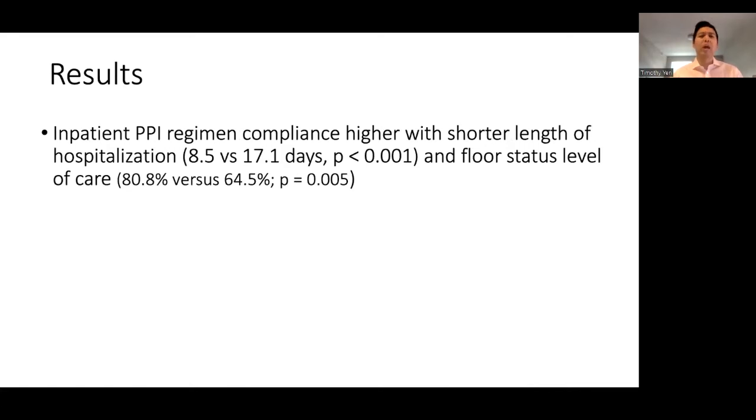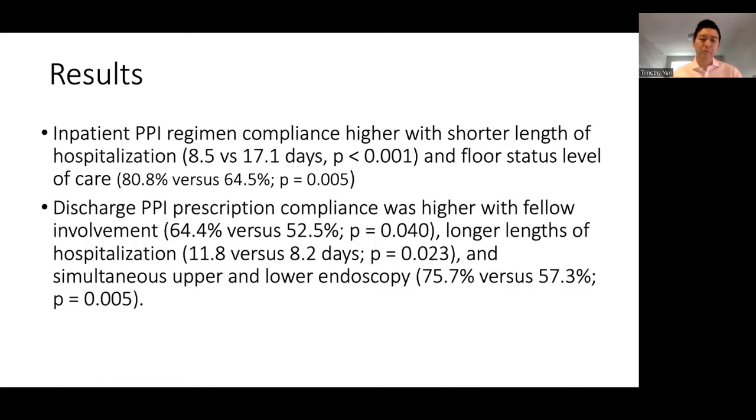In terms of the clinical care metrics, the inpatient PPI regimen compliance was higher when there was a shorter length of hospitalization and when the patient was on the floor compared to the ICU. Discharge prescription compliance was higher when there was a fellow involved in the case, when there were longer lengths of hospitalization for some reason, and when both upper and lower endoscopy were performed.